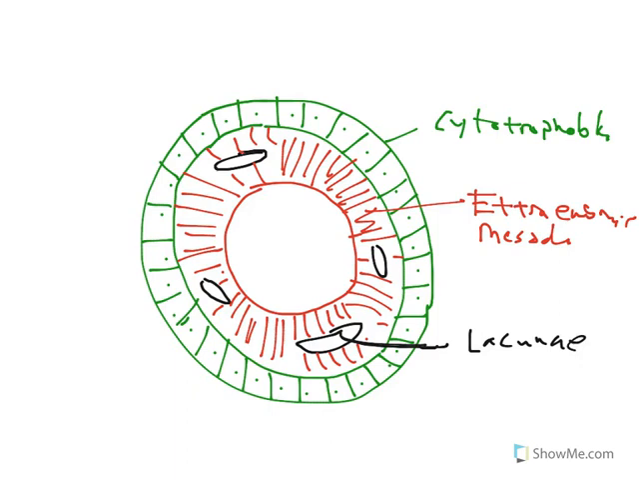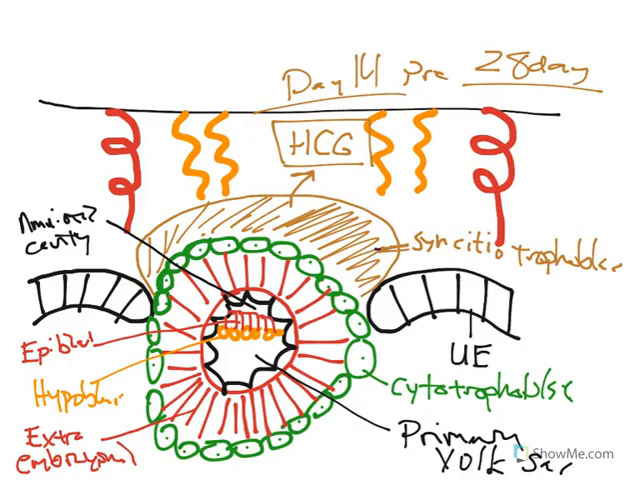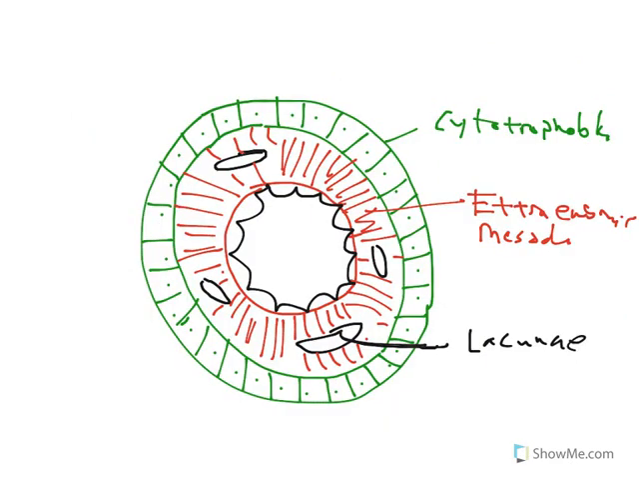Now, also remember we have our cells here that are going to be covering this, the extraembryonic membrane, which we should have labeled in our last drawing, and we did not. I think I forgot to do that there, so we'll do it now. So these cells are called the extraembryonic membrane.